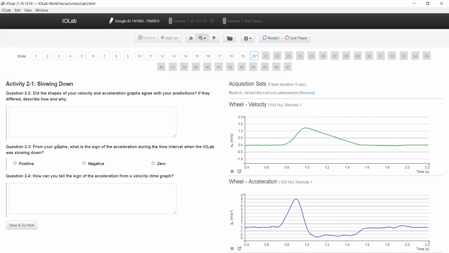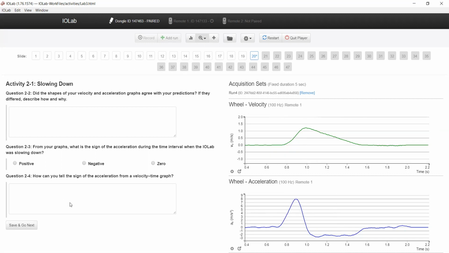Okay, from your graphs, what is the sign of the acceleration during the time interval when the IOLab was slowing down? That's the time interval where it was slowing down from maximum velocity to zero. So see the sign of the acceleration. How can you tell the sign of the acceleration from a velocity-time graph? It has a positive slope or a negative slope, the rate of change of velocity. So based on the velocity graph, give your answer.